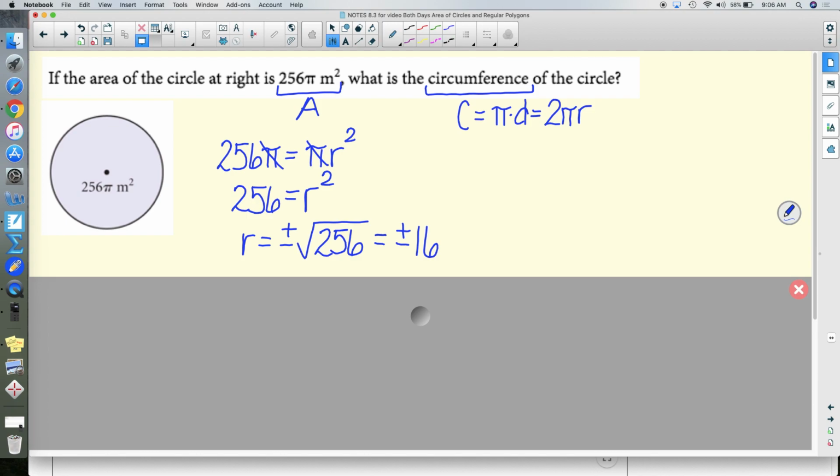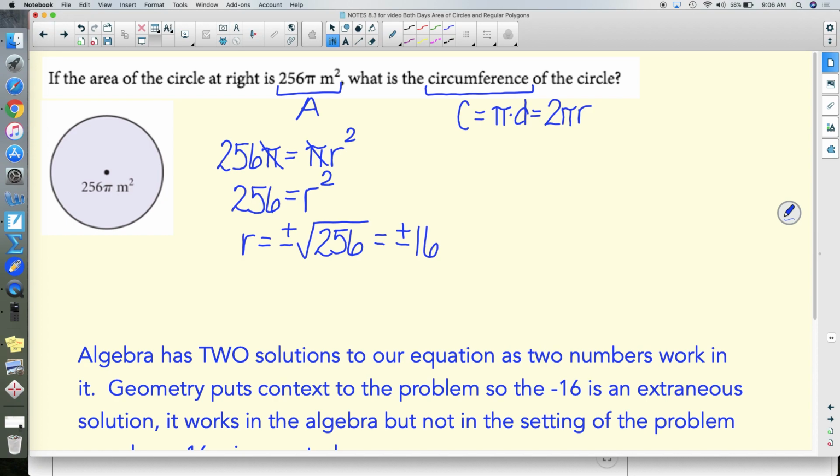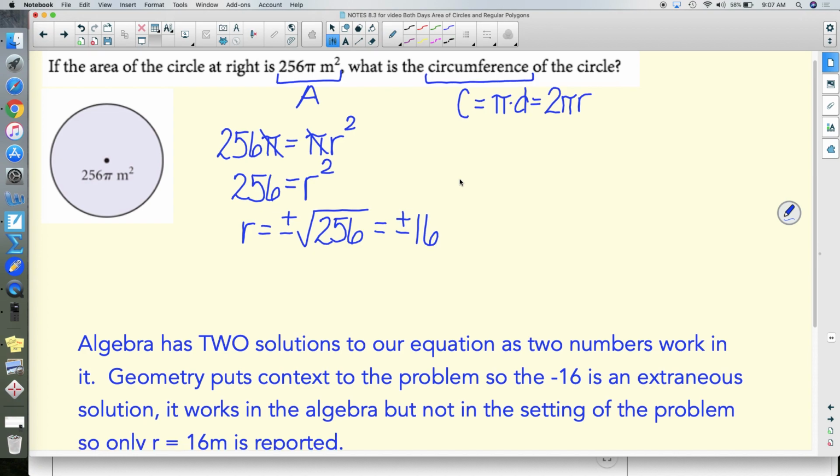Here's what algebra doesn't know. Algebra doesn't know that you're calculating something about a physical shape. So here's where algebra and geometry disagree. Algebra says that there are two solutions, and algebra is correct for that numerical equation. Geometry, however, says there's no way that that radius can be a negative number. So therefore, while we get two solutions to our algebra, and we should show them so we don't fall into bad habits, one of those is extraneous. And you talked about extraneous solutions in algebra. It works in the algebra, but it doesn't work in the situation.